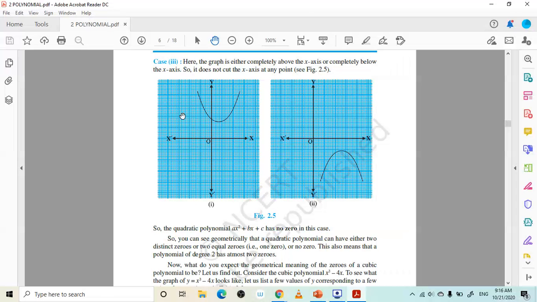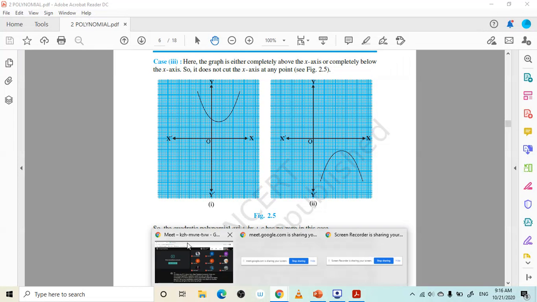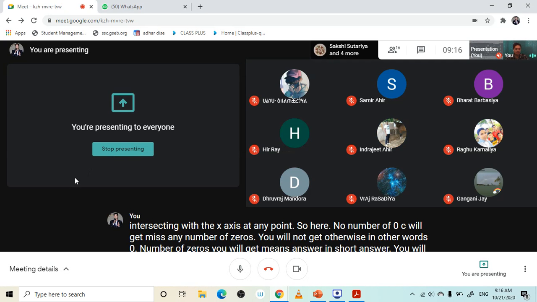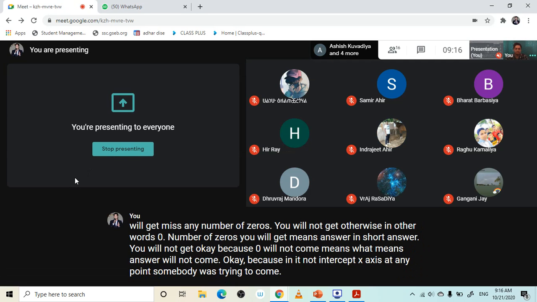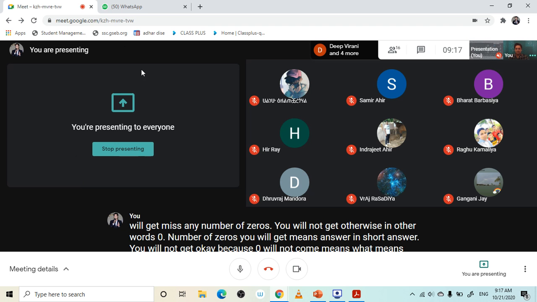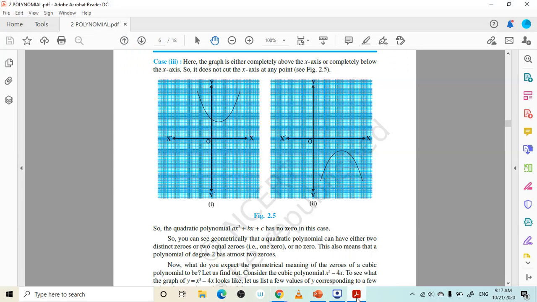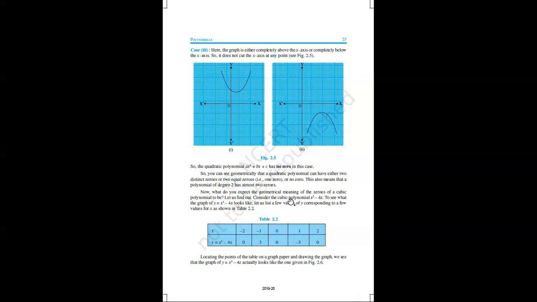Because it does not intersect the x-axis at any point. Somebody was trying to come. Okay, do you know who he was? Now here you will not get any zeros.